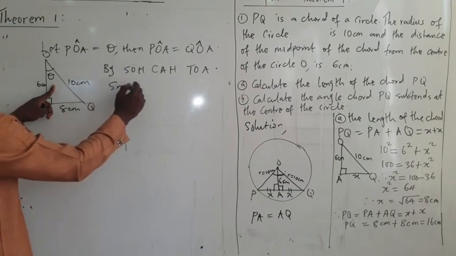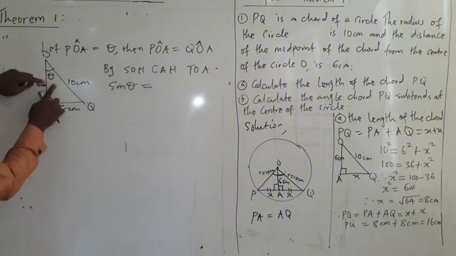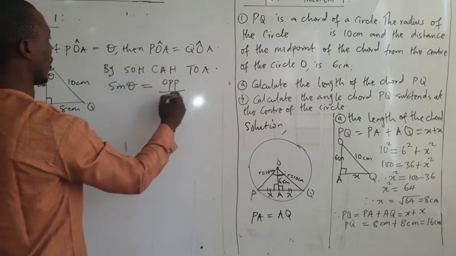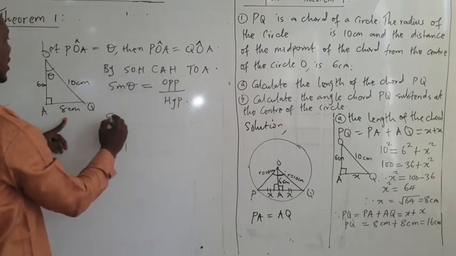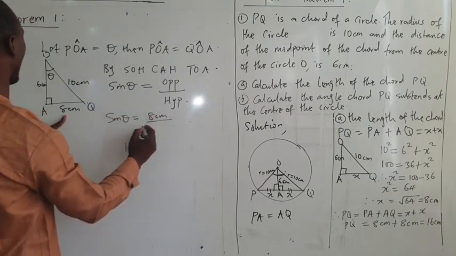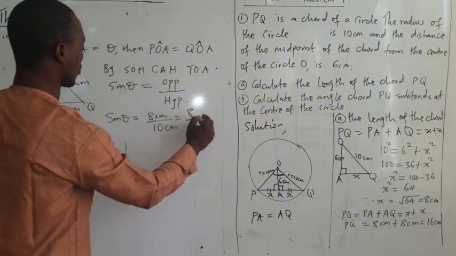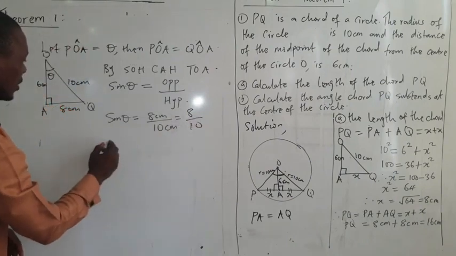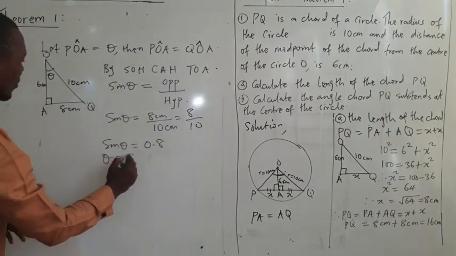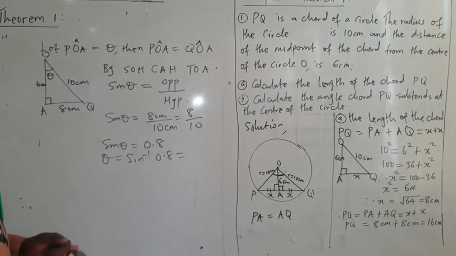So sine theta equals opposite over hypotenuse. So to this theta now, the opposite side is AQ. So sine theta will now be equal to opposite, that's 8 centimeters, all over hypotenuse, 10 centimeters. Centimeter cancels centimeter, we have 8 over 10. So we now have sine theta equal to 0.8. Then theta will be equal to sine inverse of 0.8.